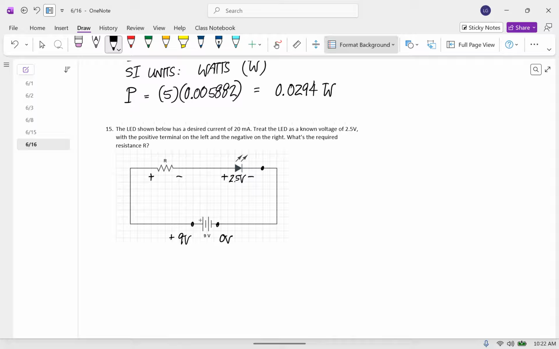Since this point that's at 0 volts and this point over here have no elements between them, it's just wire, those have the same electric potential. So we can think of this as 0 volts. Since we know that the left side of this LED is 2.5 volts higher than the right side, we can think of the electric potential here as being 2.5 volts.